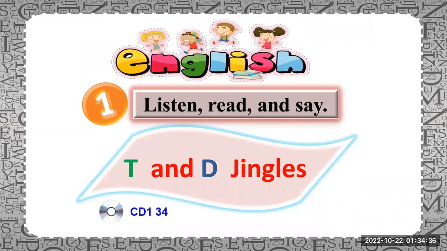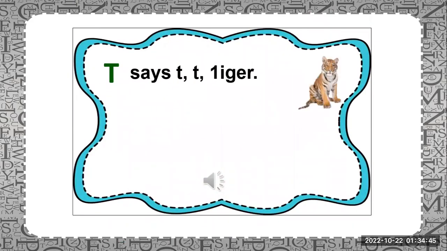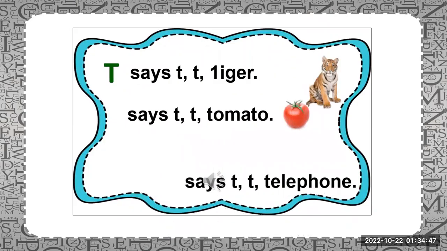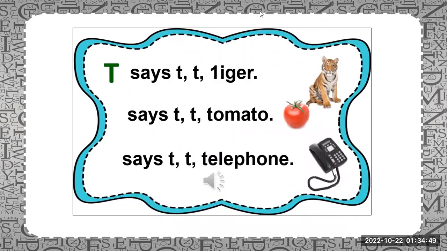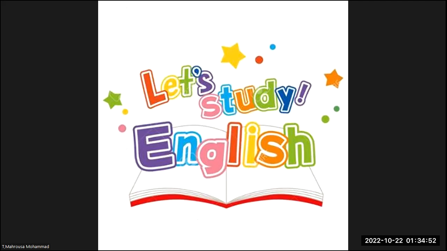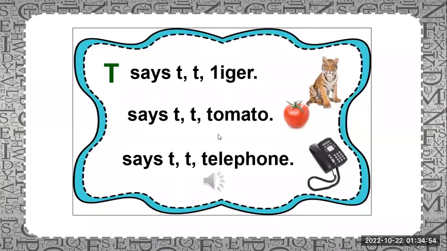Now the first part of our lesson, listen, read, and say. T and D jingles. So let's stop and return again. The sound of letter T. Phonics. Exercise 1. Listen, read, and say. T and D jingles.